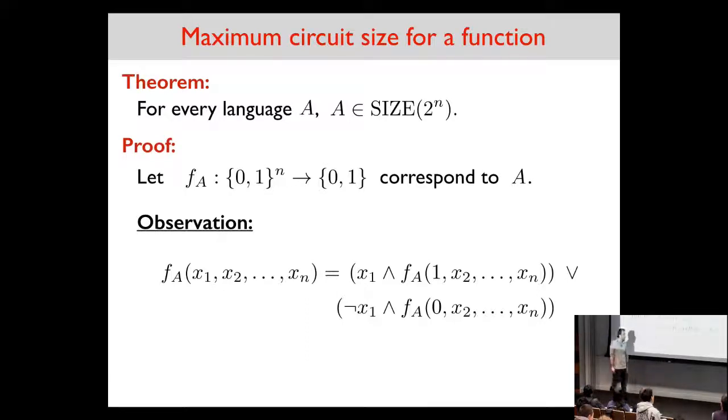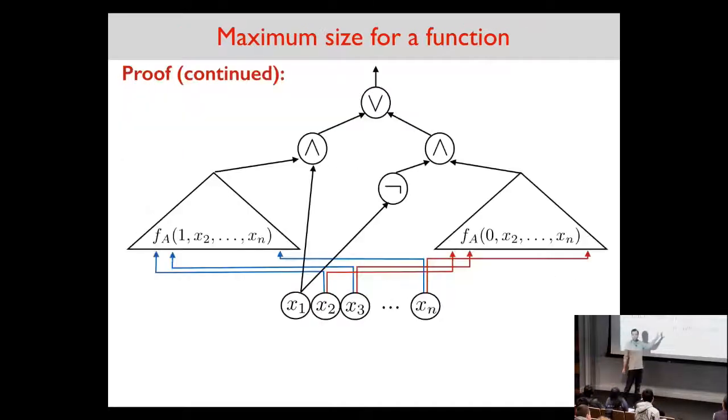So here's an observation. You can write f_A(x1, ..., xn) as x1 AND f_A with x1 fixed to 1, or NOT x1 AND f_A with x1 fixed to 0. I'm not going to formally prove this, but it's quite easy to see why this is true. Okay, and then that suggests the following picture when you want to compute f_A.